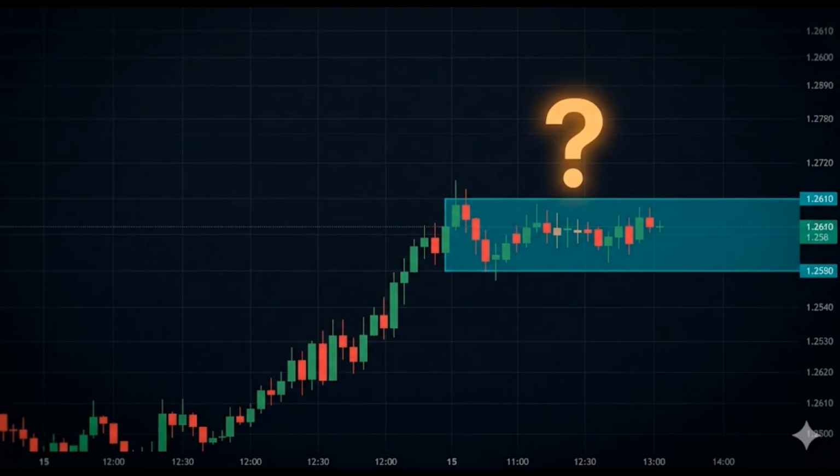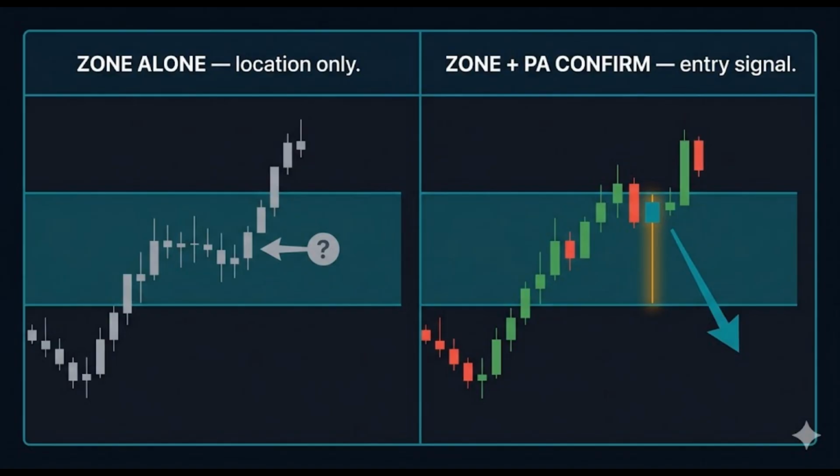Phase 2 gave you the locations. Phase 3 gives you the triggers. And it starts with 3 specific candlestick patterns that tell you institutional order flow is defending that zone right now. Phase 2 taught you where. Phase 3 teaches you when.